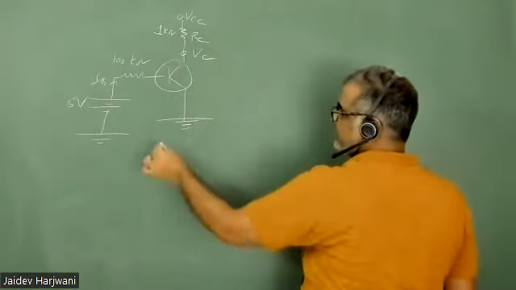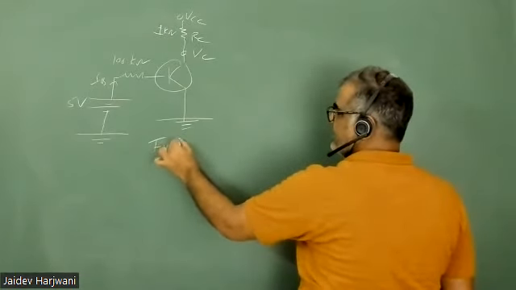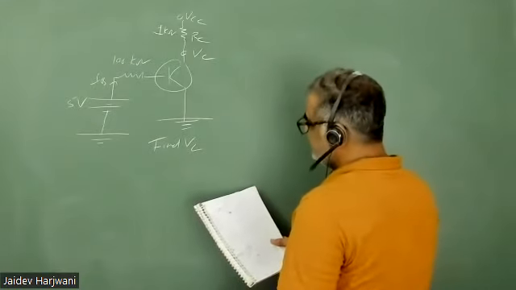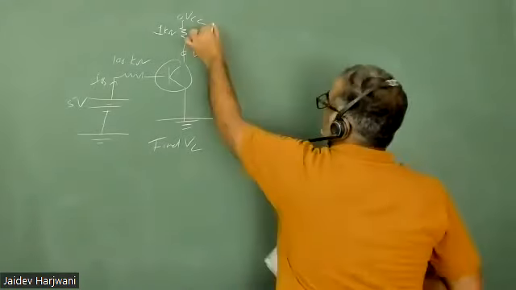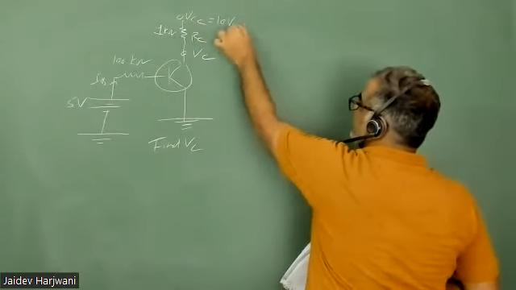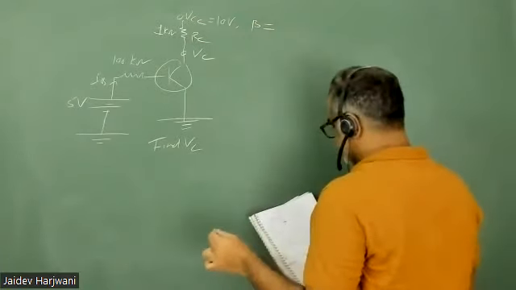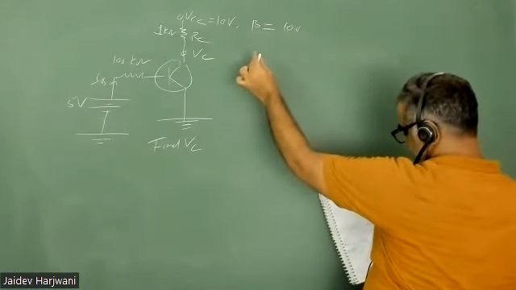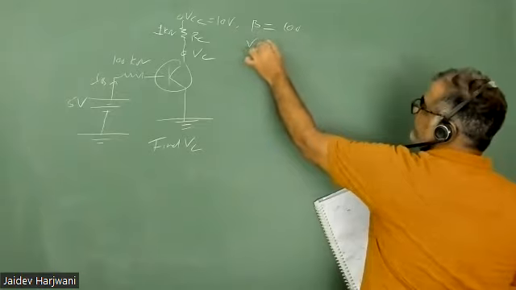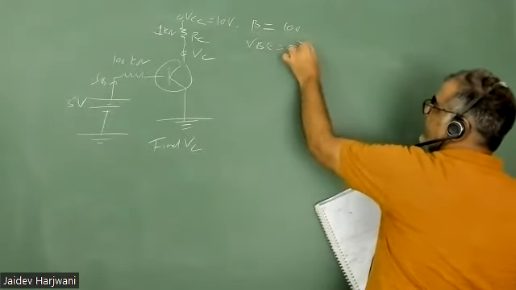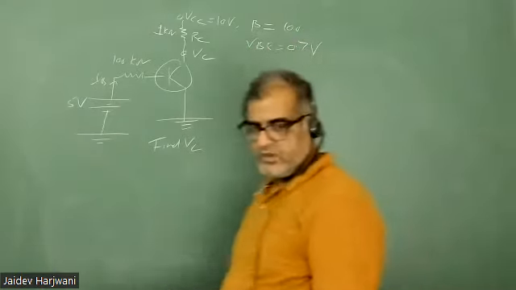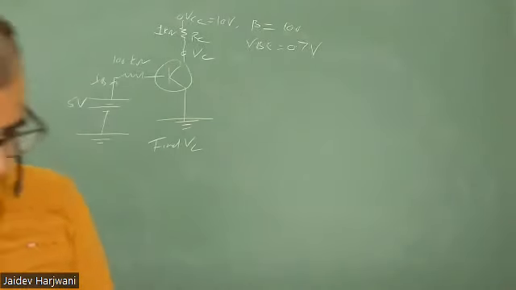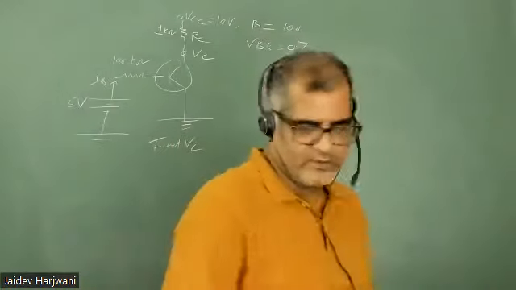Find VC. They have given you VCC equal to 10 volt. Beta is given as 100, and VBE is given as 0.7 volt. Calculate.